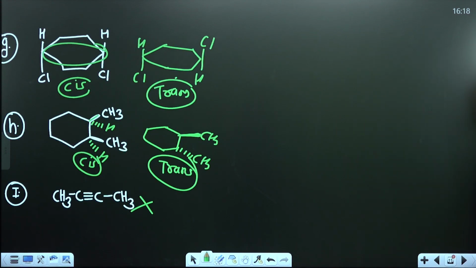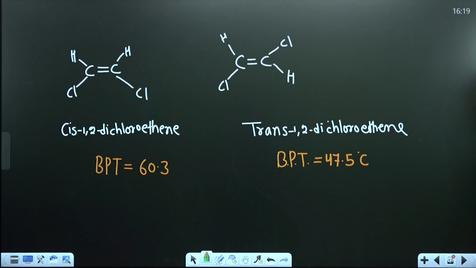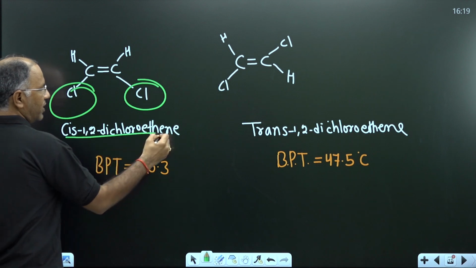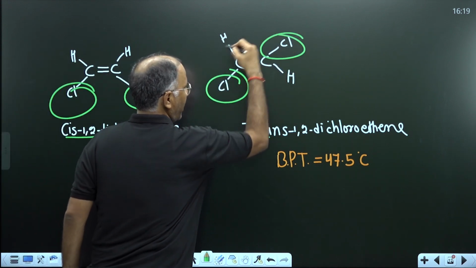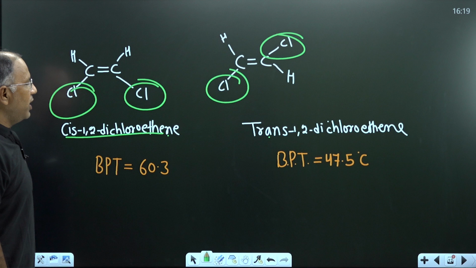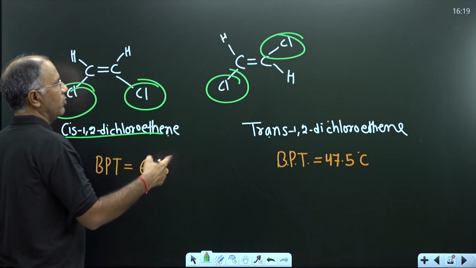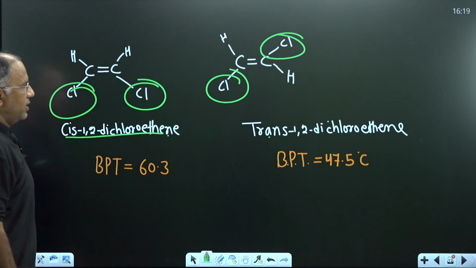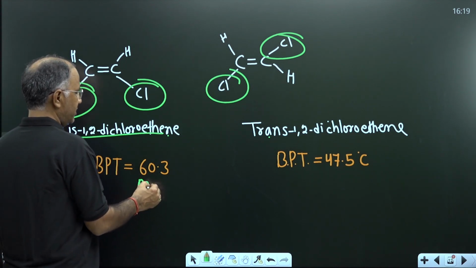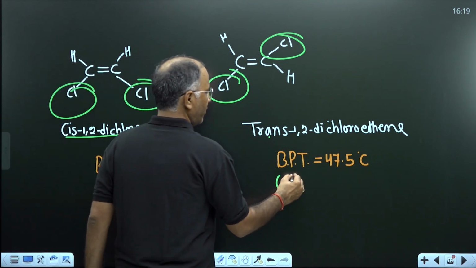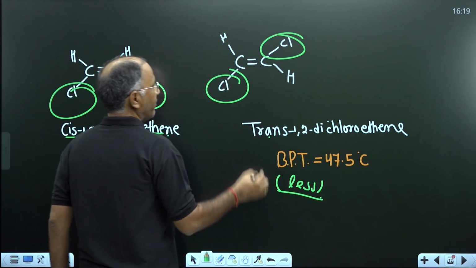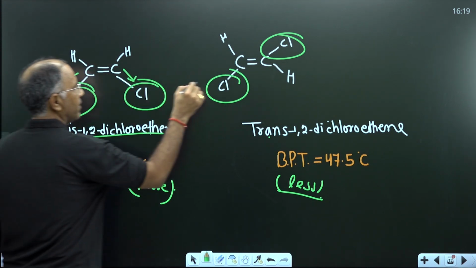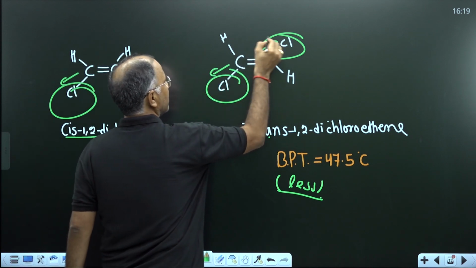Check your answer. Now, one more thing is there. This is our cis isomer, cis-1,2-dichloroethene. This is our trans isomer, trans-1,2-dichloroethene. If you see the boiling point, the boiling point of cis is less and trans is more. Boiling point basically depends upon the dipole. I think the boiling point of cis is more, correct. Cis must be more and the boiling point of trans must be less. Because if we check the dipole, in this case the vectors will be like this. In this case, they cancel out.